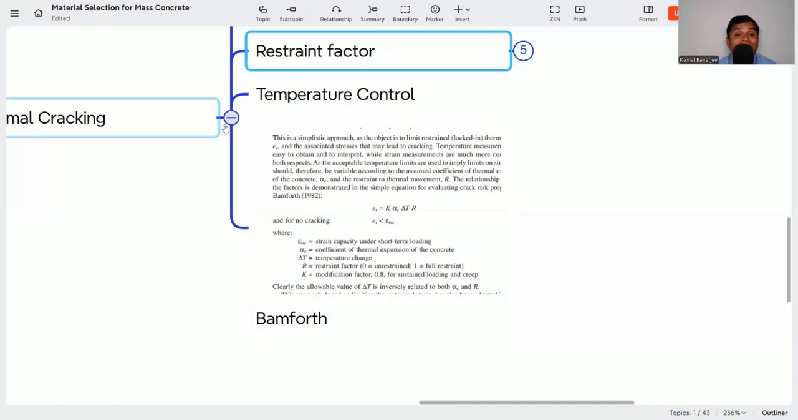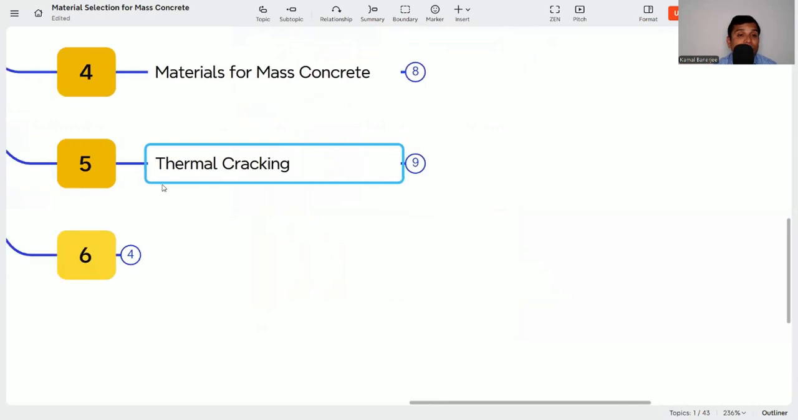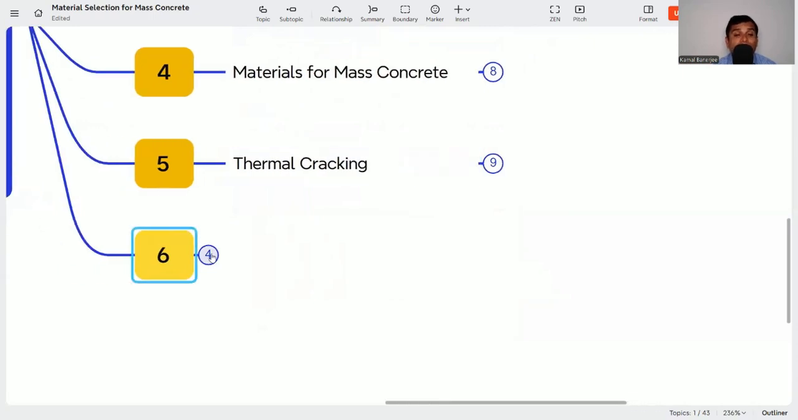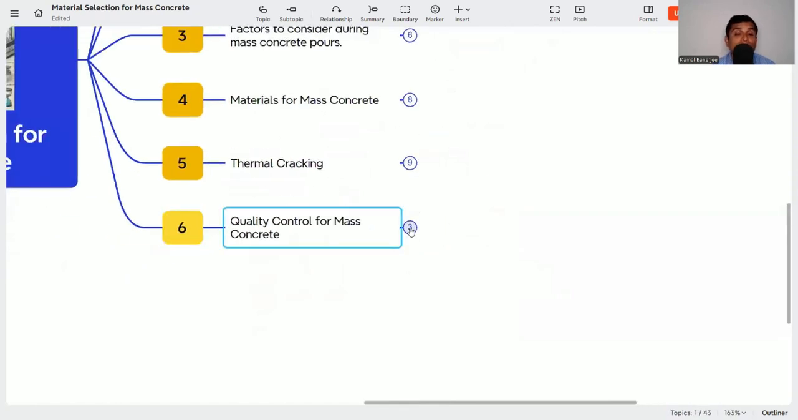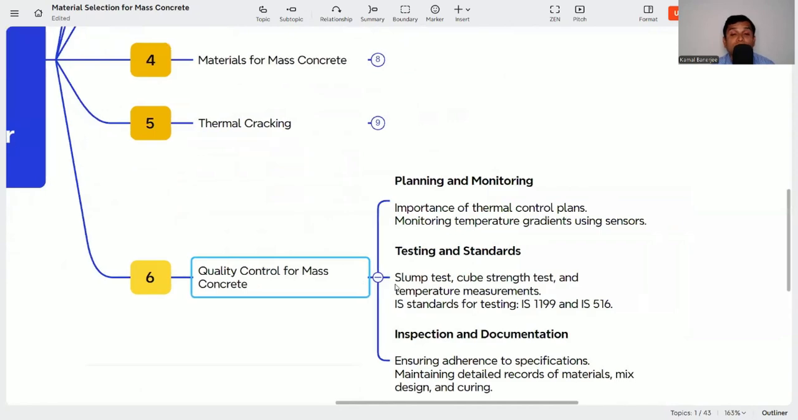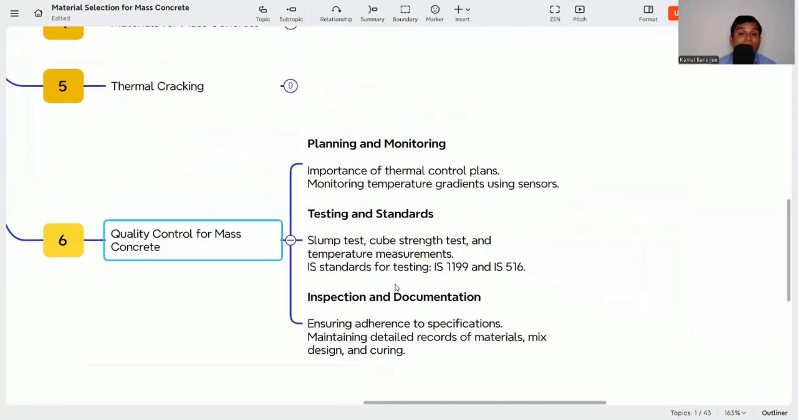Now we need to do the quality control of mass concrete. So what is quality control of mass concrete? That is very much important. You need to do planning and monitoring. The importance of thermal control plans, monitoring temperature gradients, and using sensors to monitor the temperature inside and the thermal gradient, and what the outside temperature is, because it is very much important.